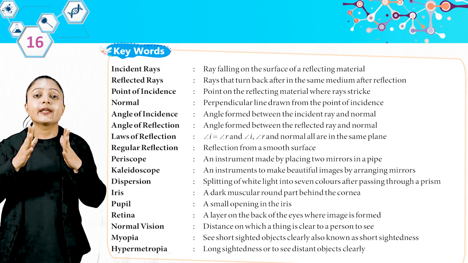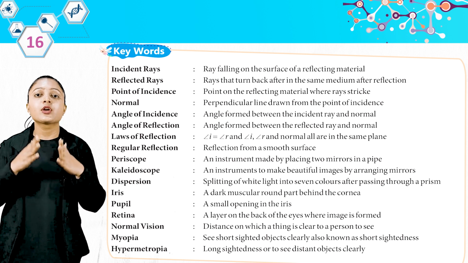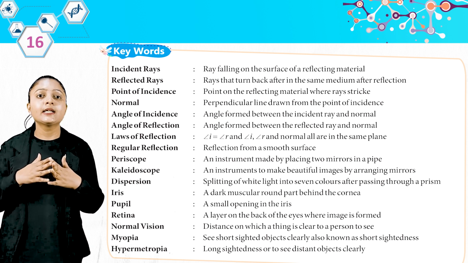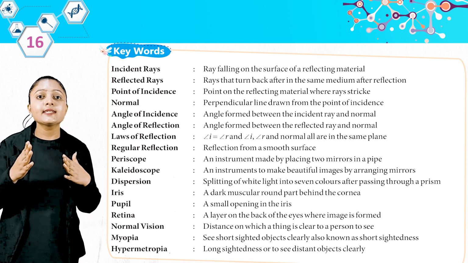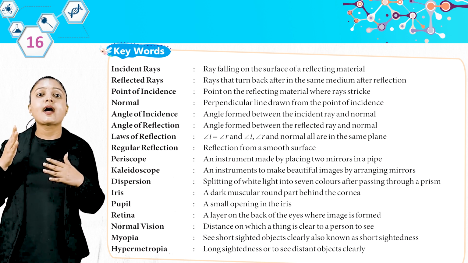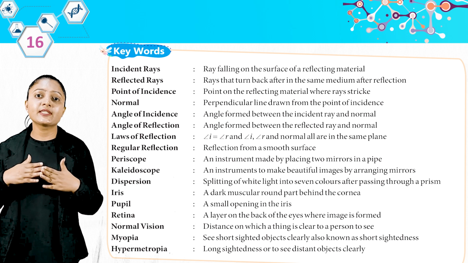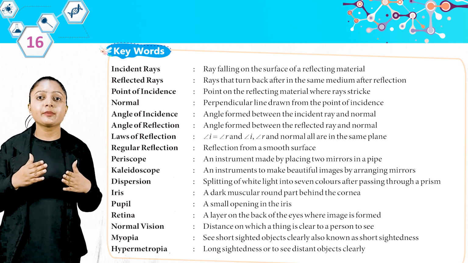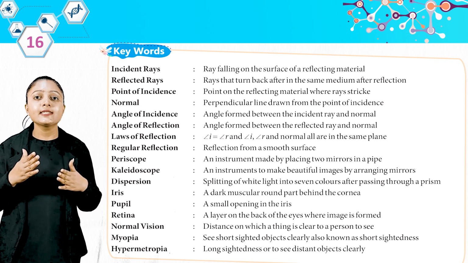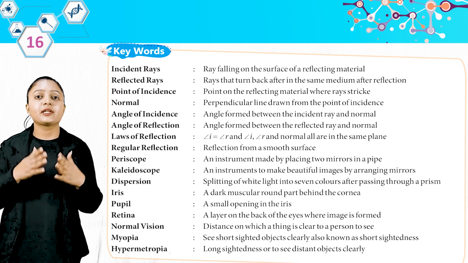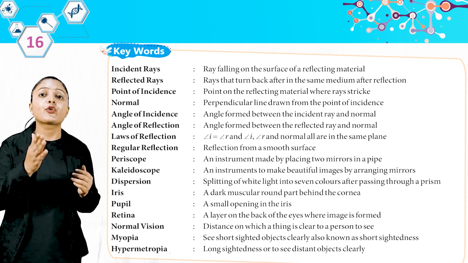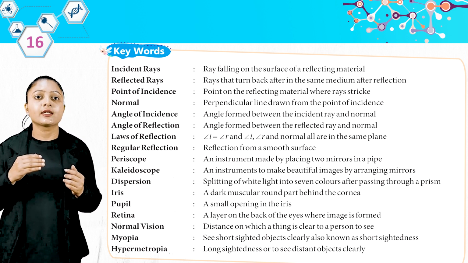Incident ray: ray falling on the surface of a reflecting material. Reflected ray: rays that turn back in the same medium after reflection. Point of incidence: point on the reflecting material where rays strike. Normal: perpendicular line drawn from the point of incidence.